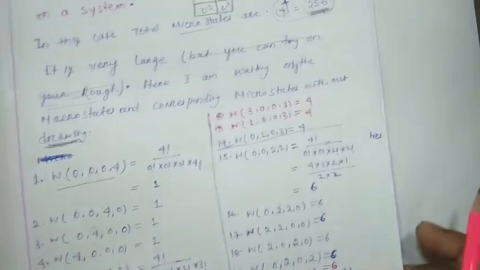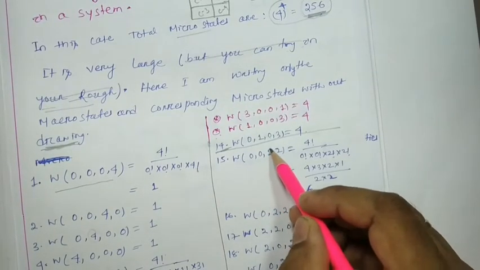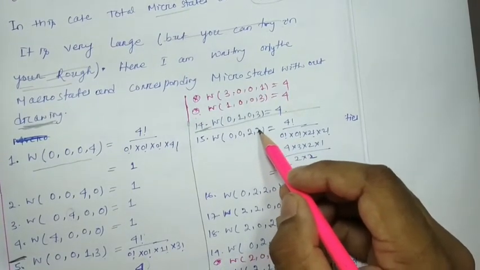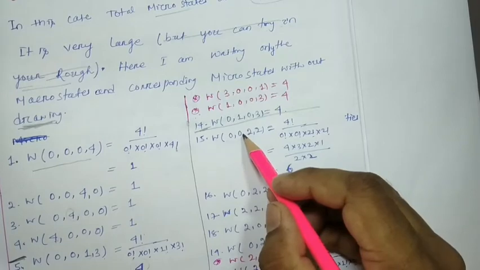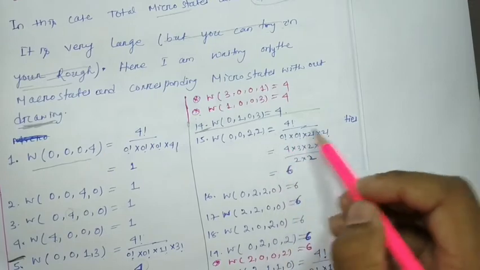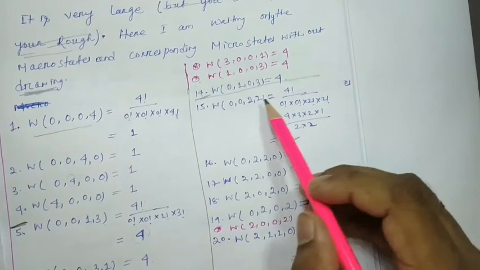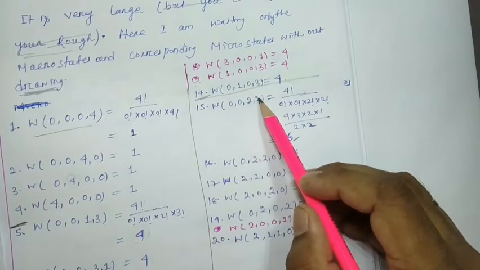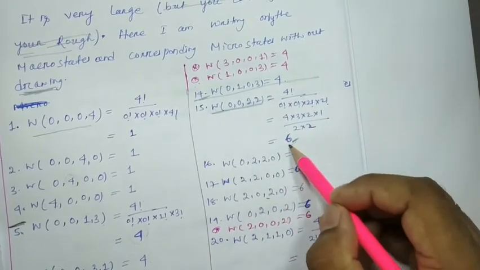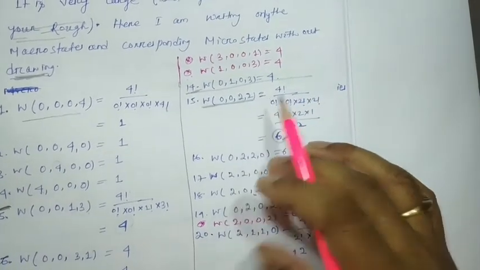Now we have to consider another arrangement, that is 0 0 2 2. That means the third and fourth are filled by 2 particles each, and the first and second are vacant. Then how many ways will it be? That will be 4 factorial by 0 factorial, 0 factorial, 2 factorial into 2 factorial, which is 6. This is the so-called macrostate, and the corresponding microstates are these.